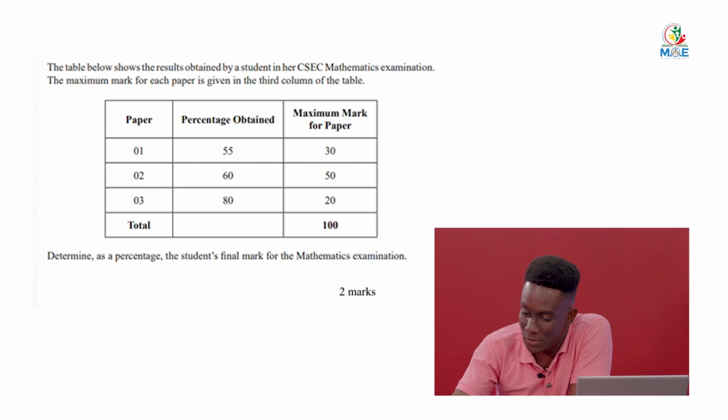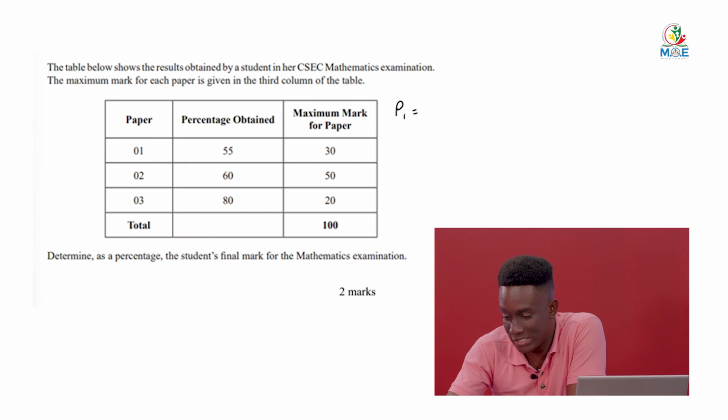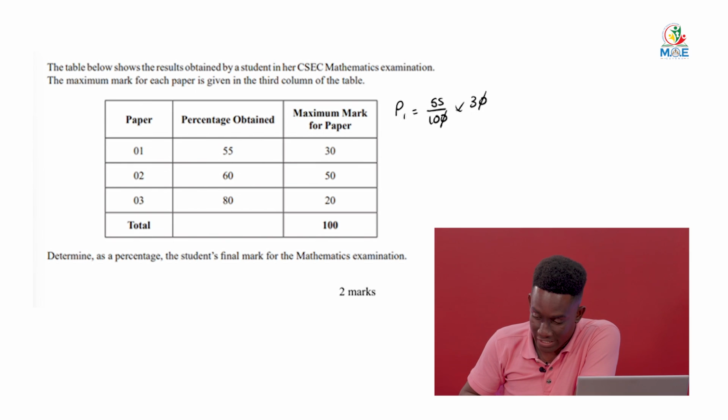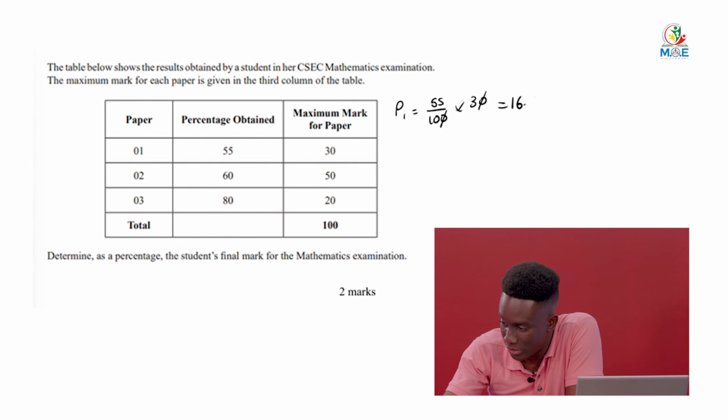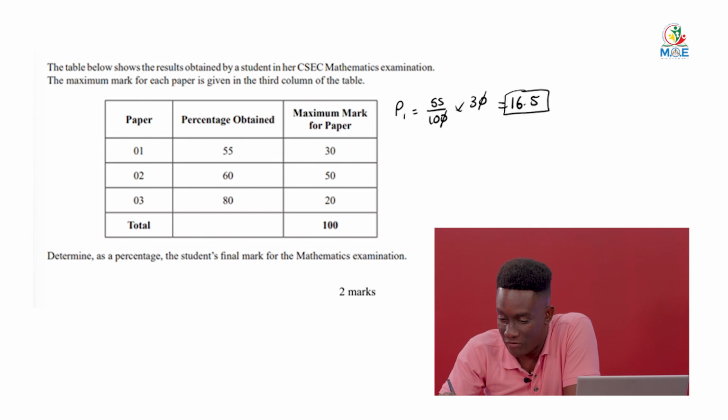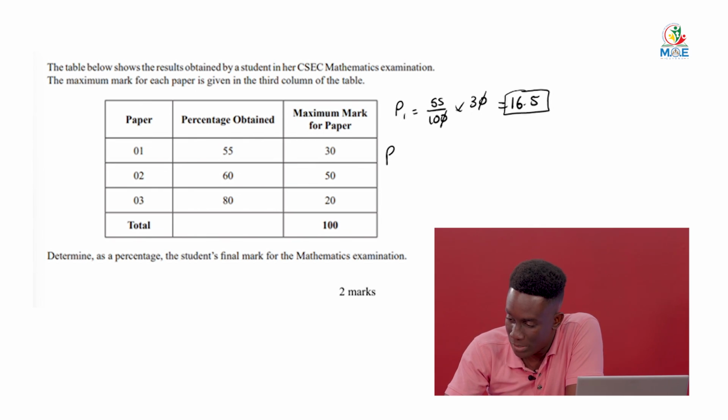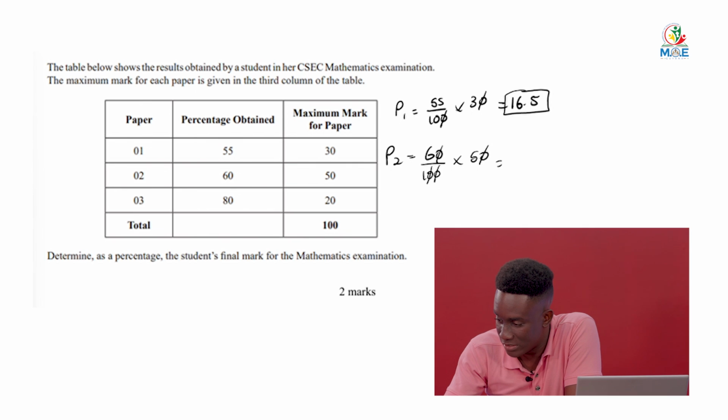So let's see. In paper 1, we saw that she received 55%, so it's 55 over 100 multiplied by 30. So this zero goes with that zero. 55 times 3 will give us 165 divided by 10 will give us 16.5. So in paper 1, she received 16.5 out of 30, and that seems accurate since it's 55% of 30. So in paper 2, she received 60% of 50. So it's 60 over 100 multiplied by 50. So this zero goes with that zero, this zero goes with that zero, and 6 times 5 is 30. She received 30 marks in paper 2.